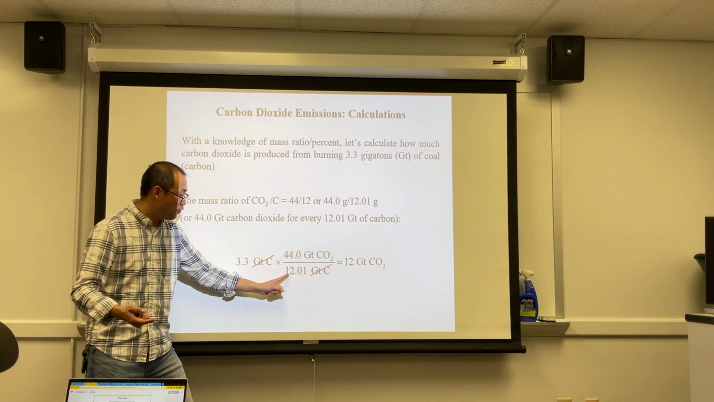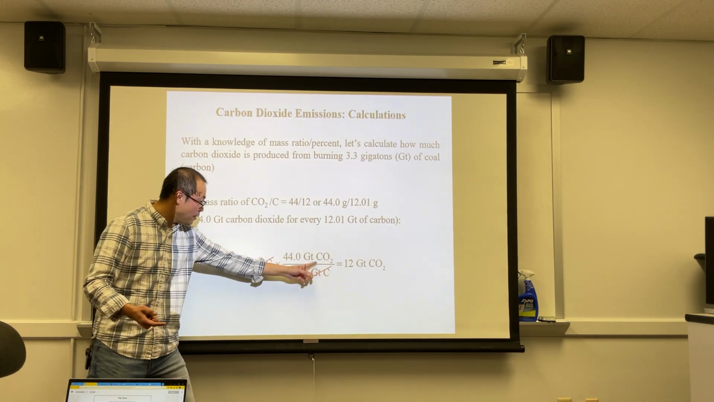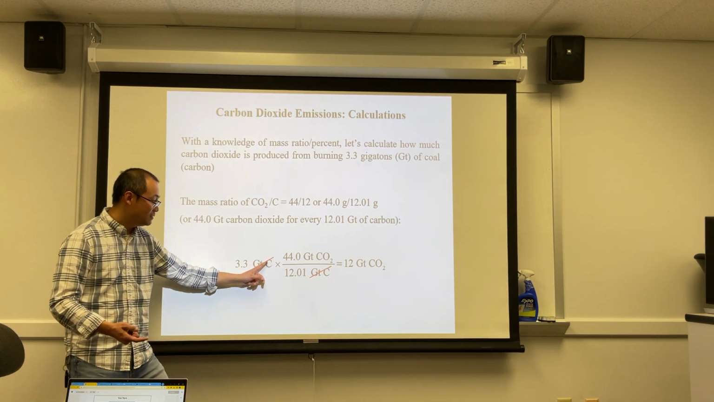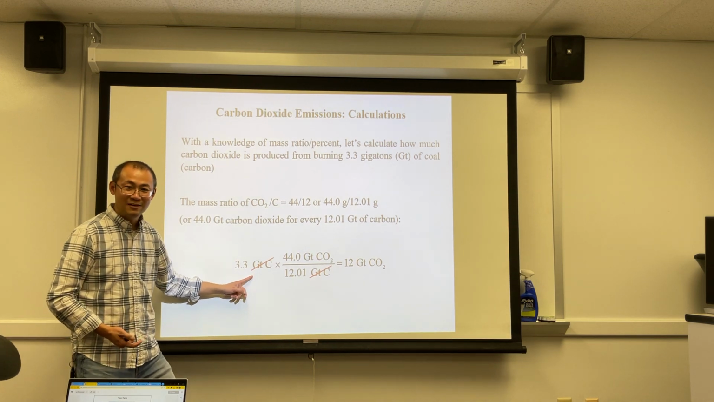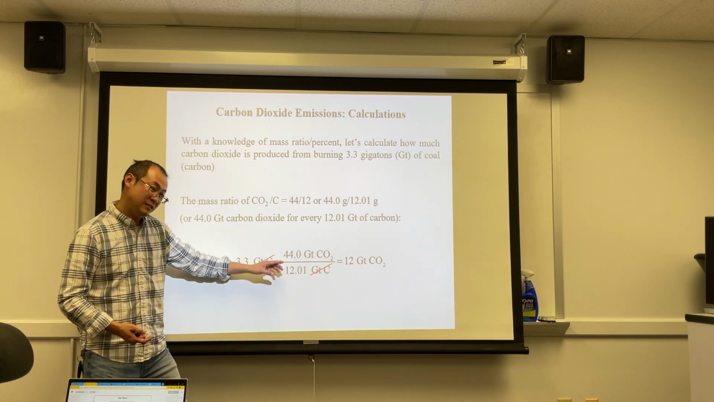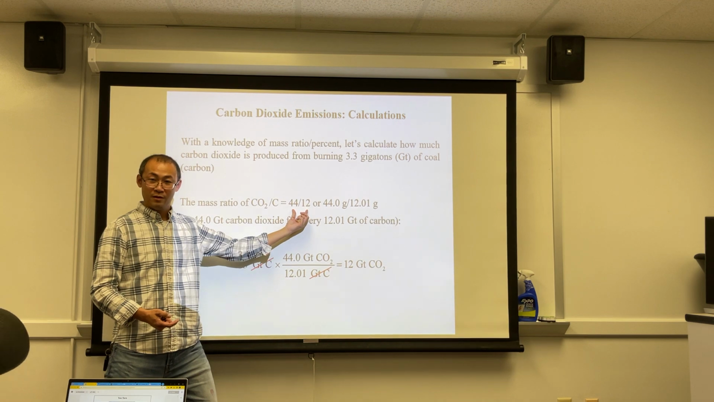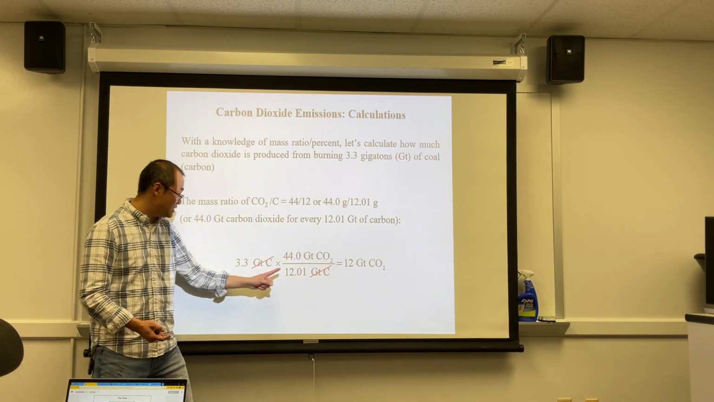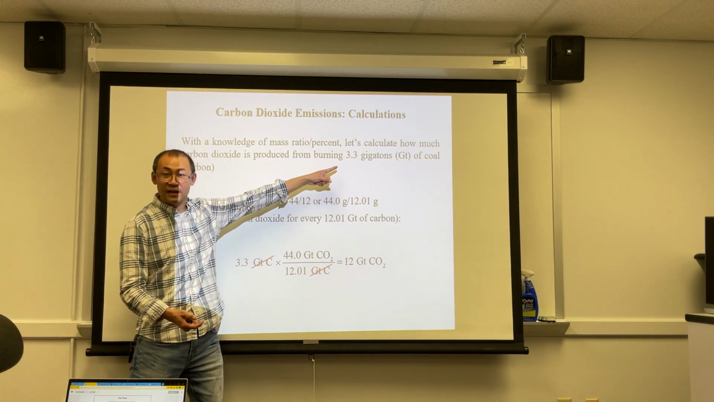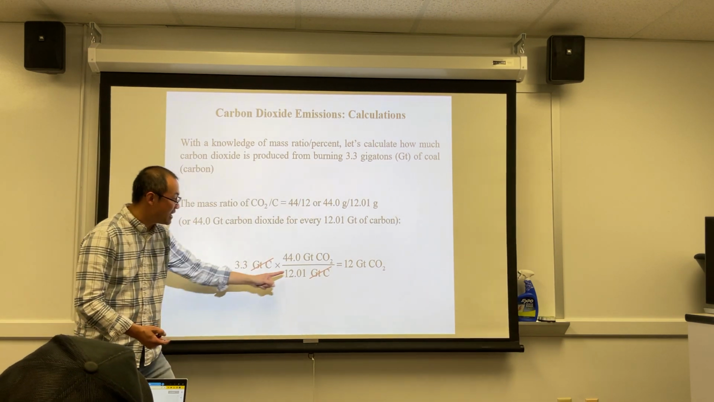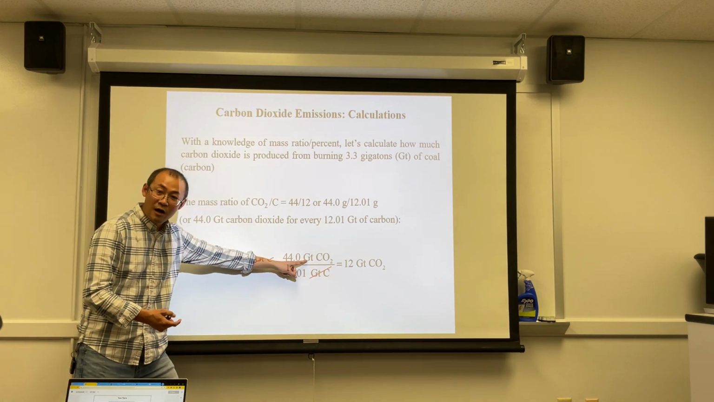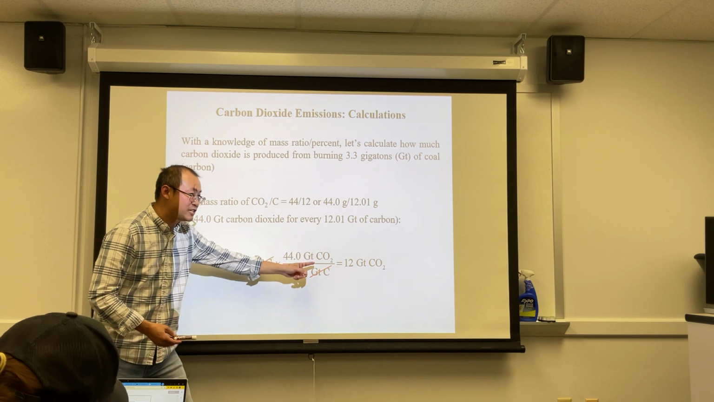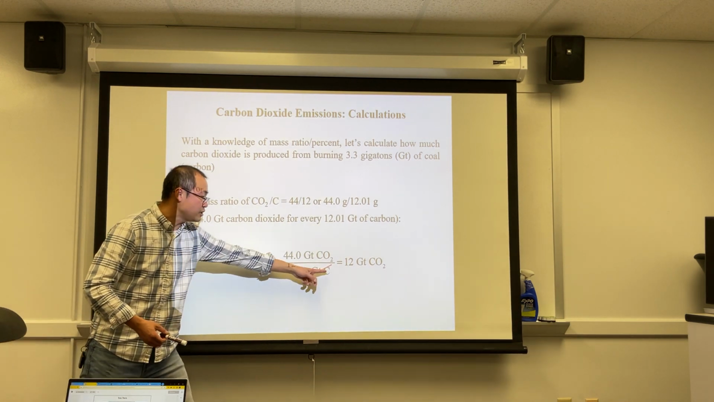44 gigaton over 12 gigaton. Why do I multiply this one? Because the gigaton carbon is at the bottom. Do you see that? Because that's what they're related to. If they're related, I can create this. Why would I put the carbon at the bottom? Because I'm given gigaton of carbon. I want to cancel the gigaton of carbon to get how much CO2 I got. Is that right? So I multiply 44 gigaton of carbon dioxide over 12 gigaton of carbon.